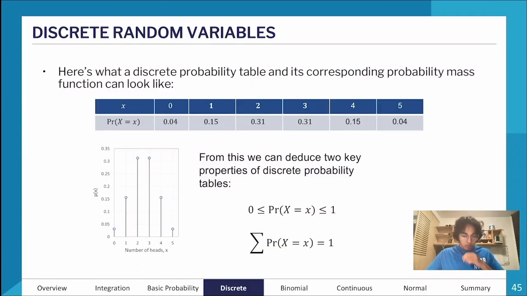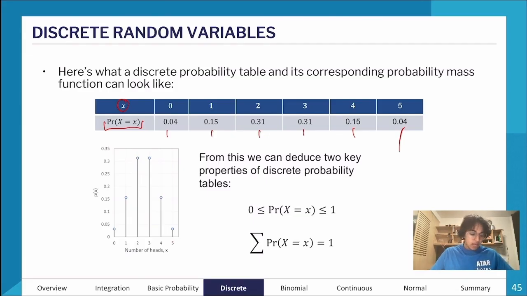Okay, so this is what a discrete probability table would look like, right? We have our variable name here, and the probability shown there as well. So x can take the values of 0, 1, 2, 3, 4, 5, each with its corresponding probability here. All of these must sum to 1, which we can see, and all of them must be between 0 and 1. They can't be negative, they can't be greater than 1.